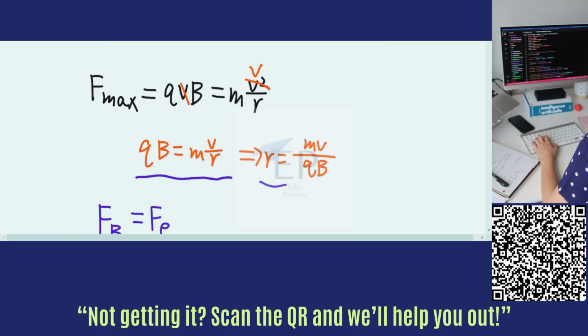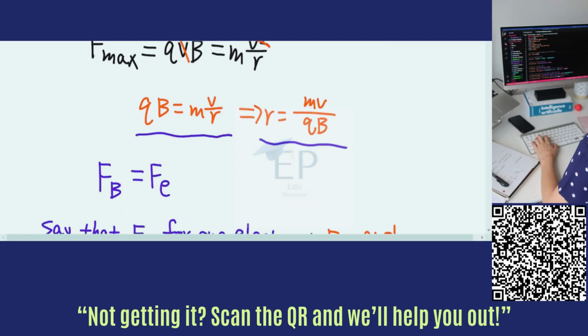As you can tell, V here can be cancelled out, and this will give us QB is equal to M times V over R. So we have R is equal to MV over QB. And we know in this case, the magnetic force is also equal to the electric force, so that the proton can have a straight path.